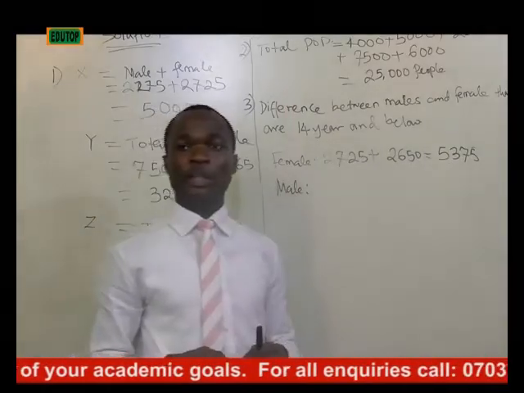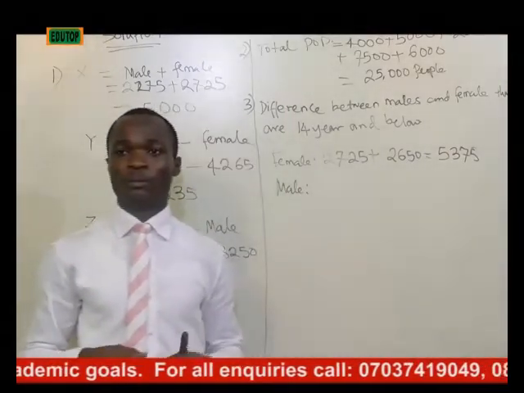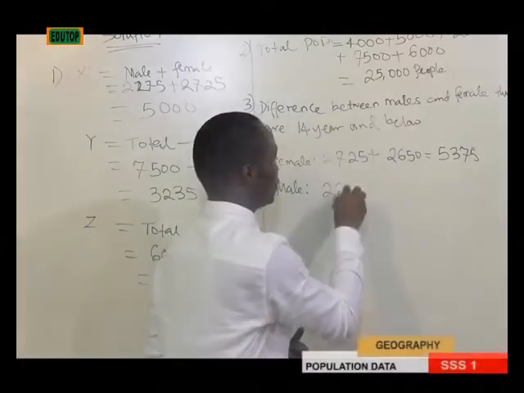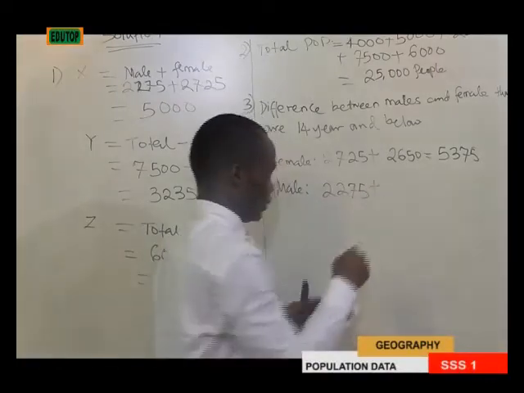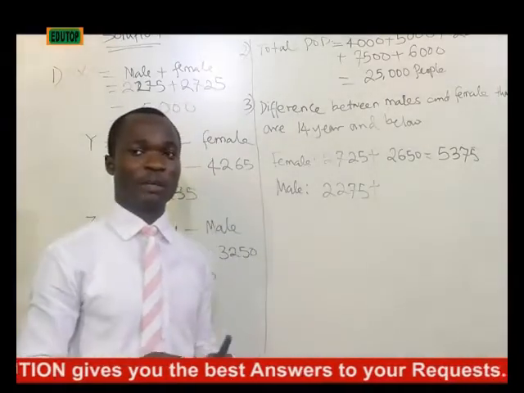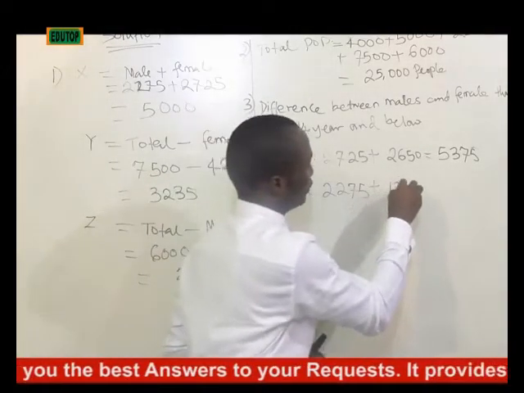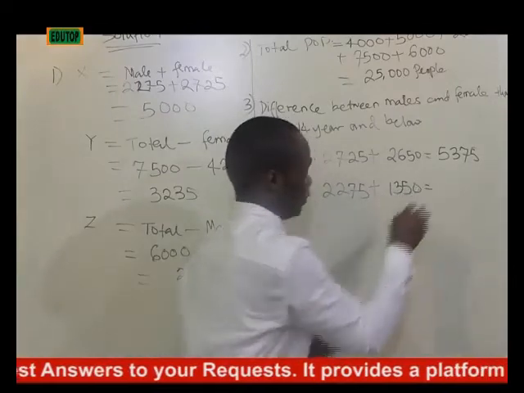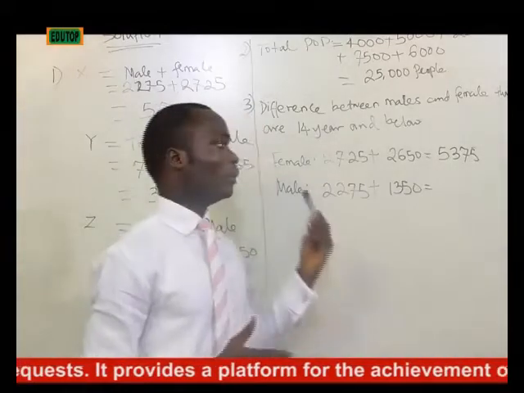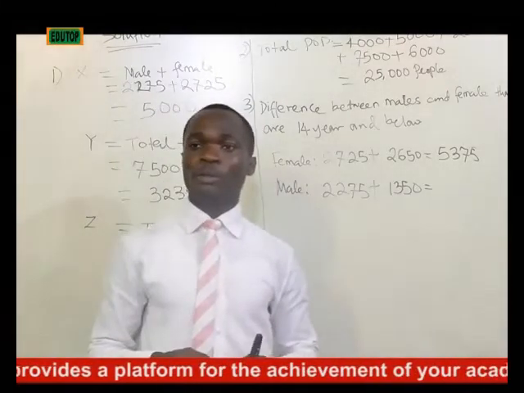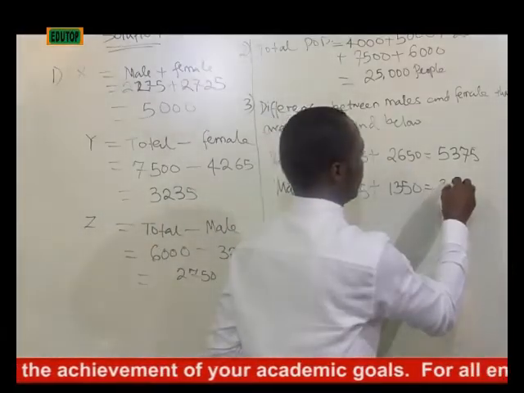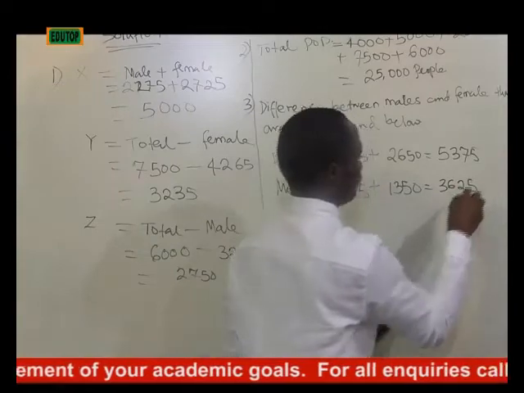For male, we have those aged 11 to 14 to be 2,275. And those aged 10 years and below to be 1,350. Put them together, we have a total number of males aged 14 and below to be 3,625.